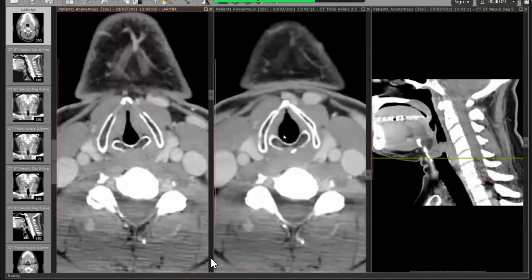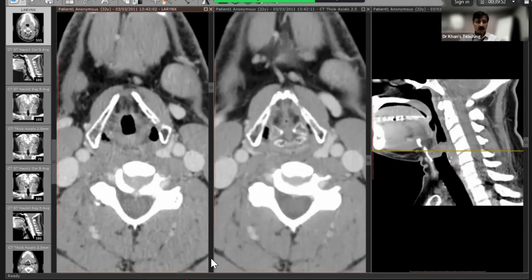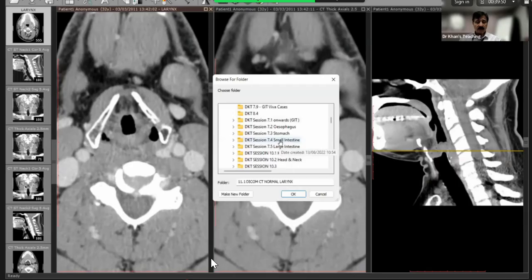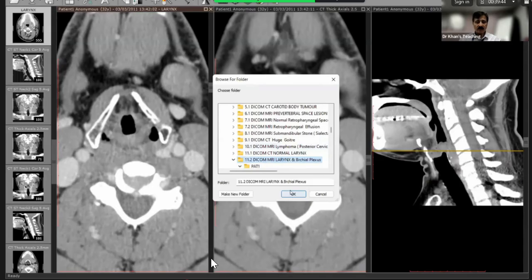Now, just concentrate on this one. Now, do you see the difference here? Yes, sir. What is happening? This is during held respiration. So the vocal cords are adducted. Excellent. On the left side, on the right side. Okay, very good. Now, let's go to an MR.